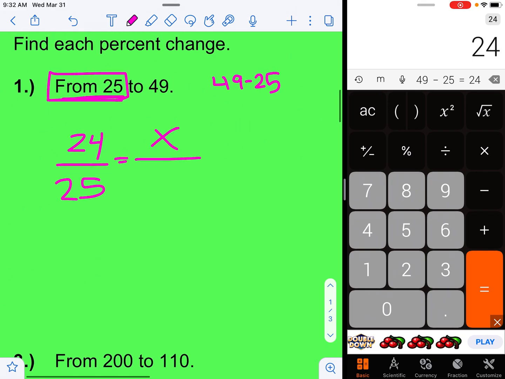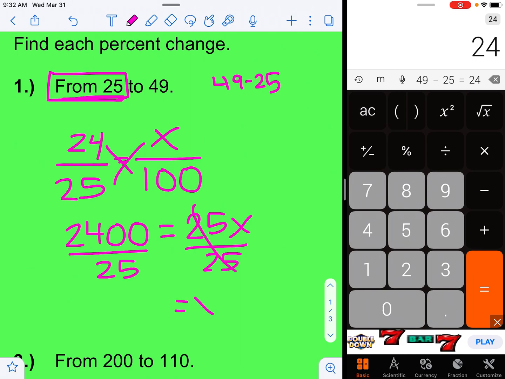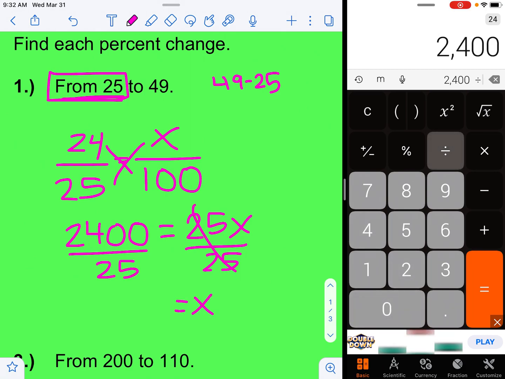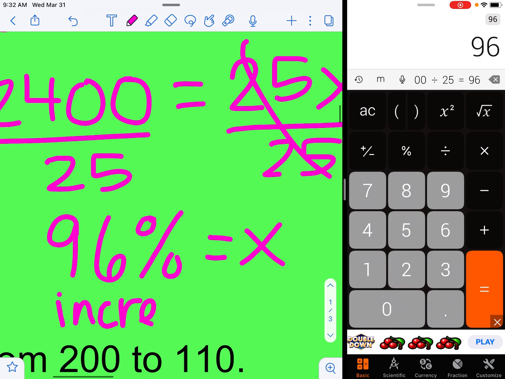Okay, we don't know our percent, but we do know it's always over 100. So now we cross multiply. 24 times 100 is 2400, and that's equal to 25x. Now we solve for x. We divide both sides by 25. So we get x is equal to 2400 divided by 25, which gives us 96. And we're talking about a percent, so include your percent sign. And now we need to figure out if it was an increase or a decrease. So we're going from 25 to 49. That is an increase. So this is a 96% increase.